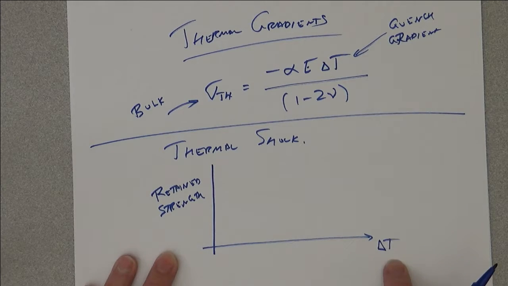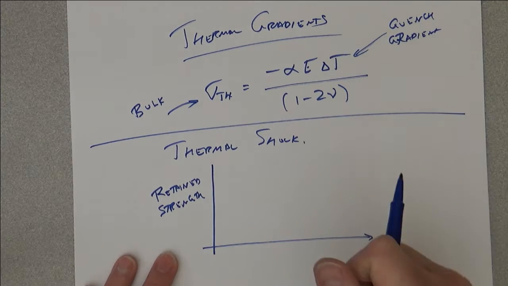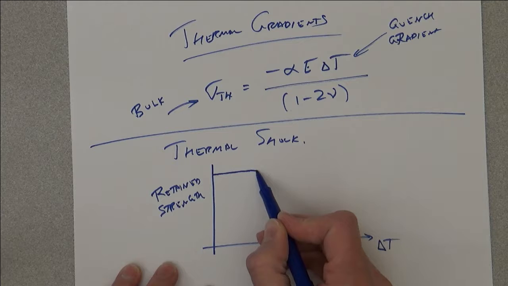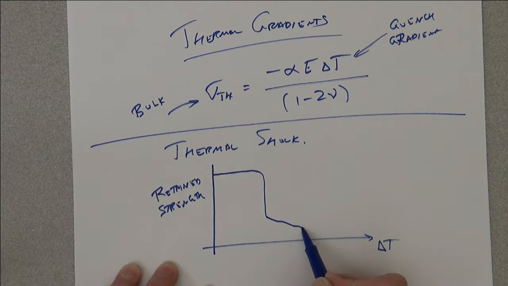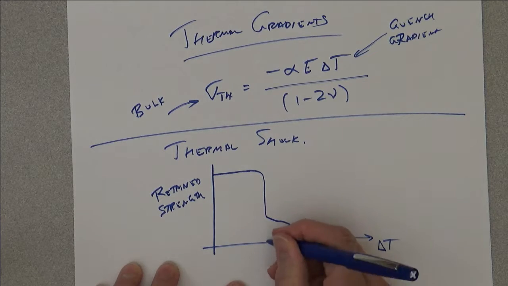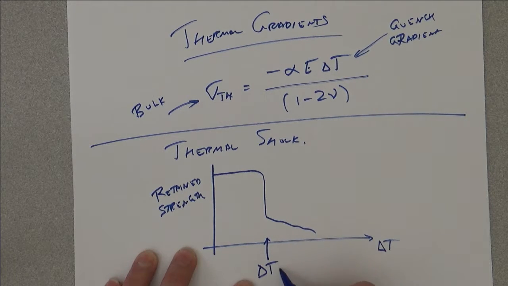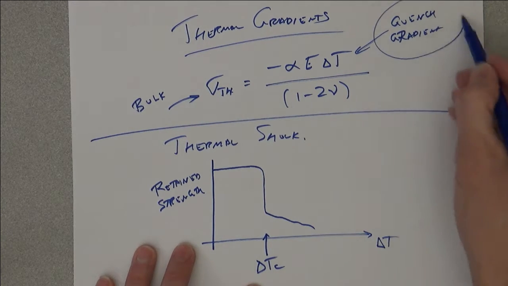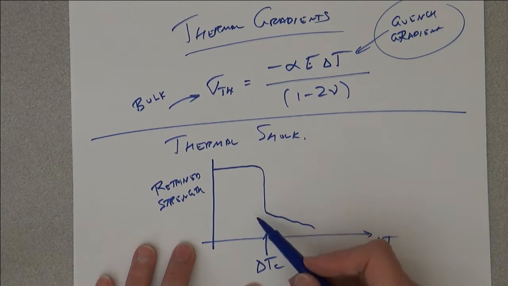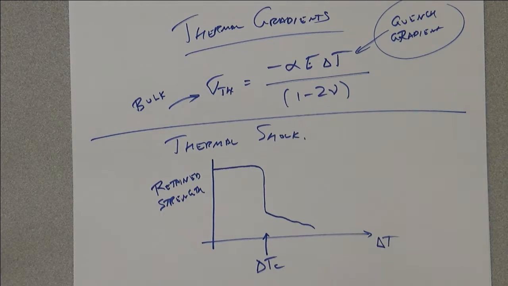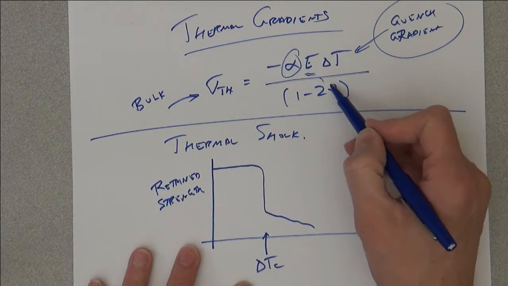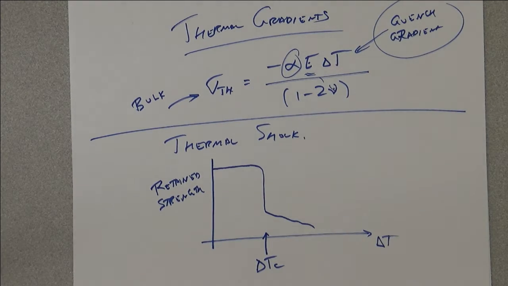So for different quench distances, you'll actually see something which does this. Like that. This is the point, delta T_C. That is the critical quench gradient for the part to fail, or for the family of parts to fail. And a lot of that has to do with the thermal coefficient of expansion, the overall elastic behavior, but also, excuse me, the geometry and the surface of the part.